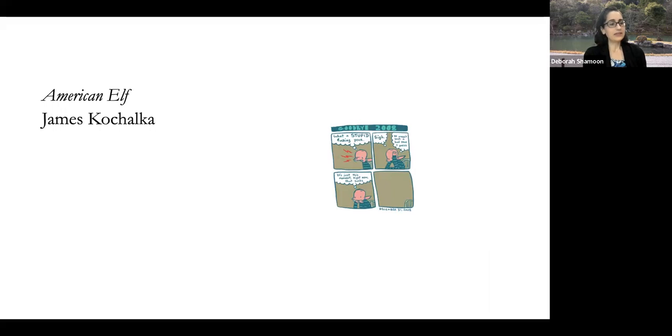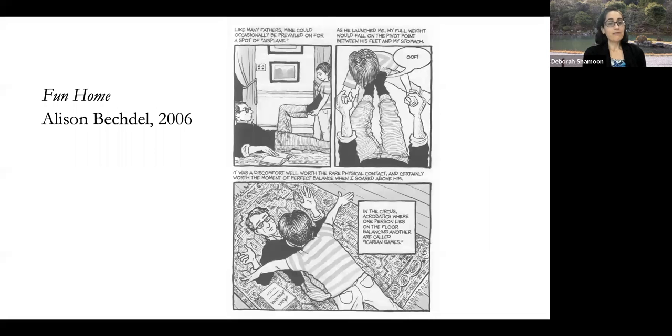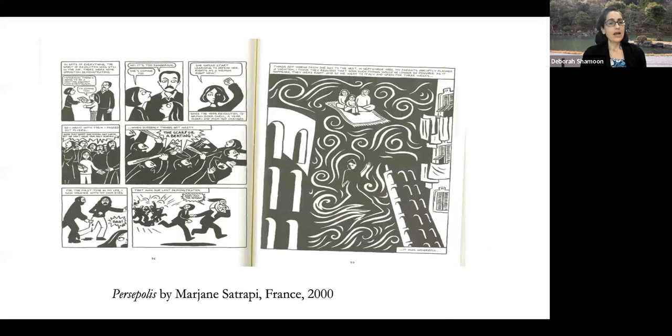Another example is American Elf, which was a daily diary in a 4-panel strip by James Kochalka. And here he again presents himself externally with his thoughts in word balloons. In Fun Home by Alison Bechdel, she keeps her narration separate from the art. And the narration here also is extradiegetic. It's not stream of consciousness or in the moment. And the same is true of Persepolis by Marjane Satrapi.